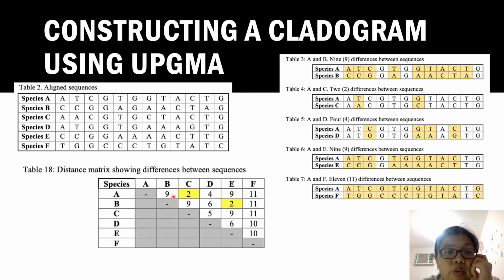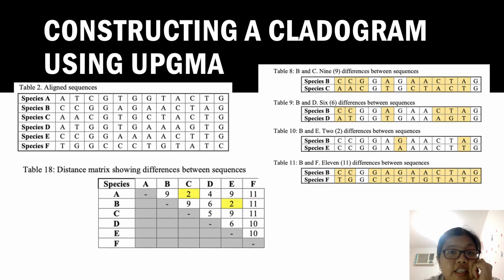So we have to put 9 here. And then A to C, 2. A to D, we have 4, so 4 there, and then A to E we have 9, and then A to F we have 11 differences.